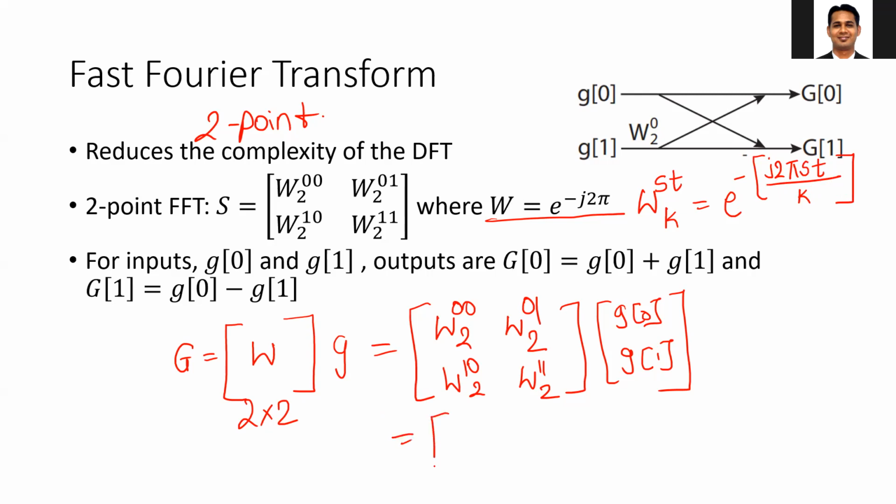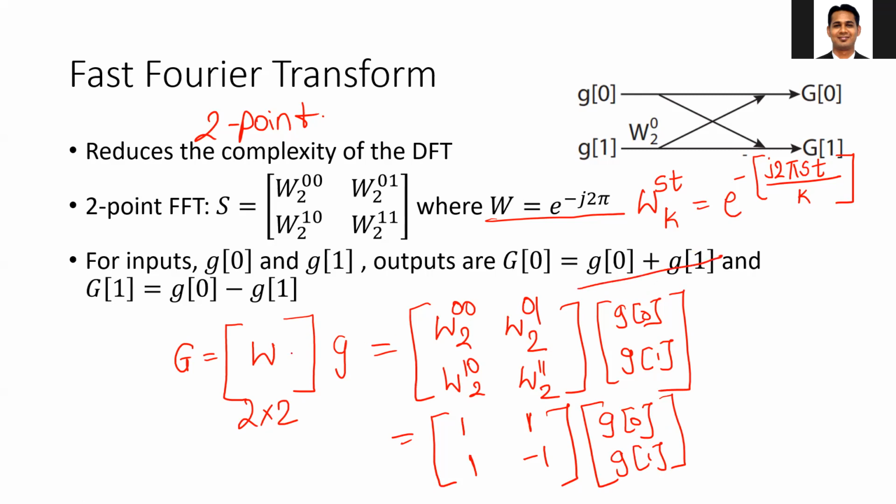Here you can see that e raised to minus 0 will be 1. This is again 1, this is again 1, and then here it will be e raised to minus j 2 pi divided by 2, that is cos pi minus j sine pi. Sine pi is 0, so you will get minus 1. Then you multiply with g of 0 and g of 1, and you get the output G of 0 as g0 plus g1, and G of 1 as g0 minus g1. So this is how you can find the 2-point FFT.